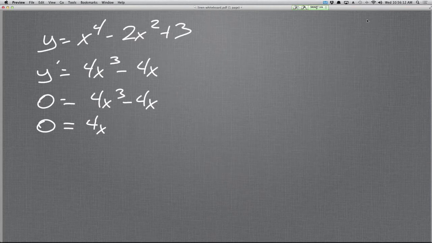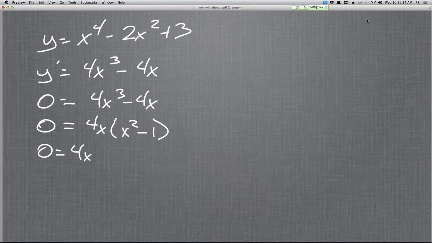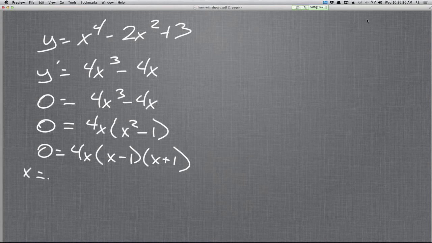Okay, good eye. So that leaves me with x squared minus 1. That is x minus 1, x plus 1, correct? We should be able to see what my 3 x values are. What are my 3 x values? 0, 1, and negative 1.